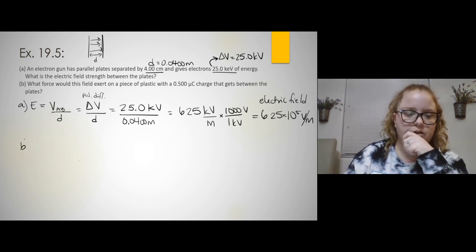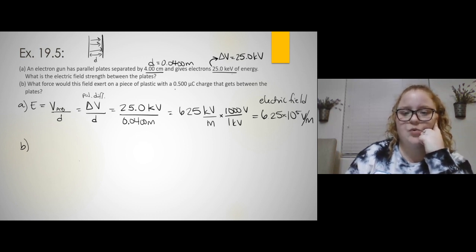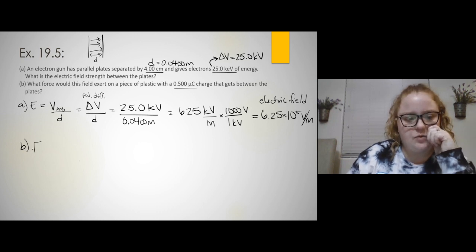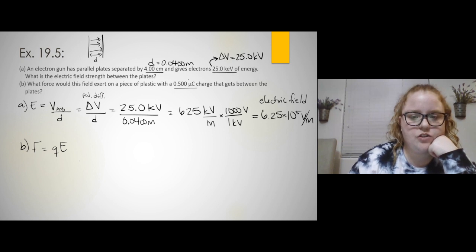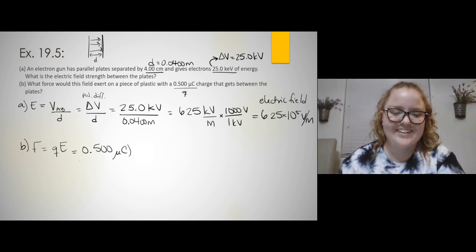Okay. So now we can move on to part B, which asks what force this would exert on a piece of plastic with a charge of 0.5 microcoulombs that gets between the plates. Okay, so force is equal to Q times E. This is our charge, so this is Q. We plug that in as 0.500 microcoulombs.